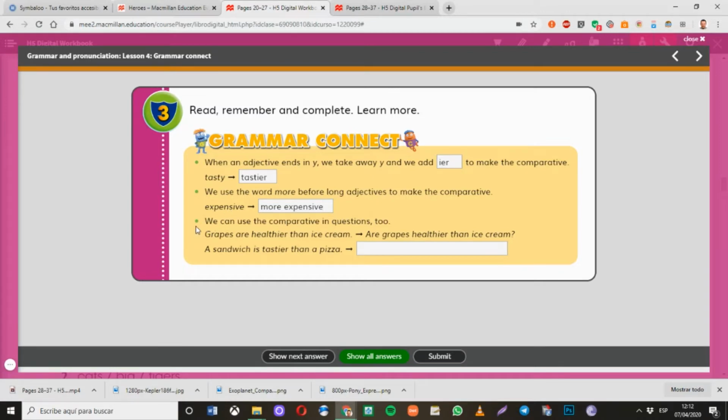The third point, the third part. We can use the comparative in questions too. Grapes are healthier than ice cream. Are grapes healthier than ice cream? This is an example. We have an affirmative sentence and the interrogative sentence of this one. So here we have another affirmative sentence and we have to write an interrogative sentence here. Try to write it in your workbook, please.